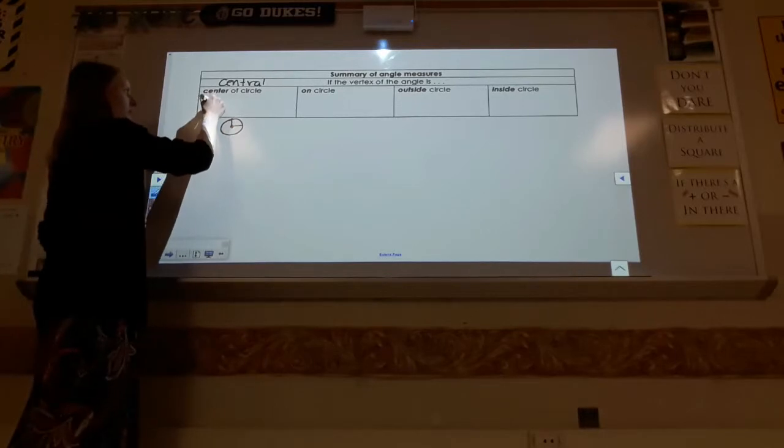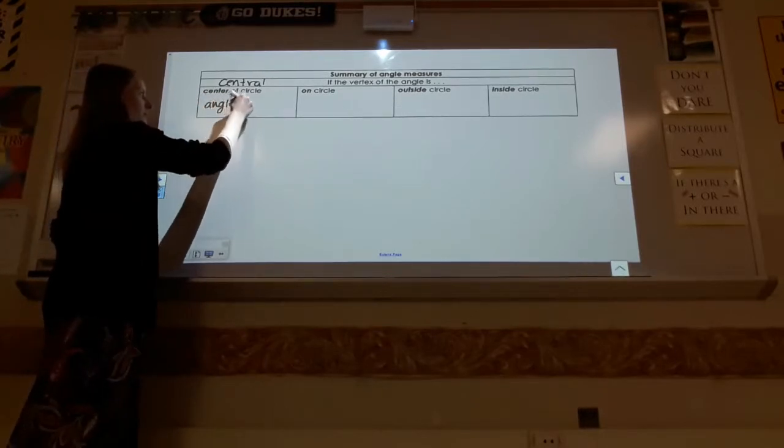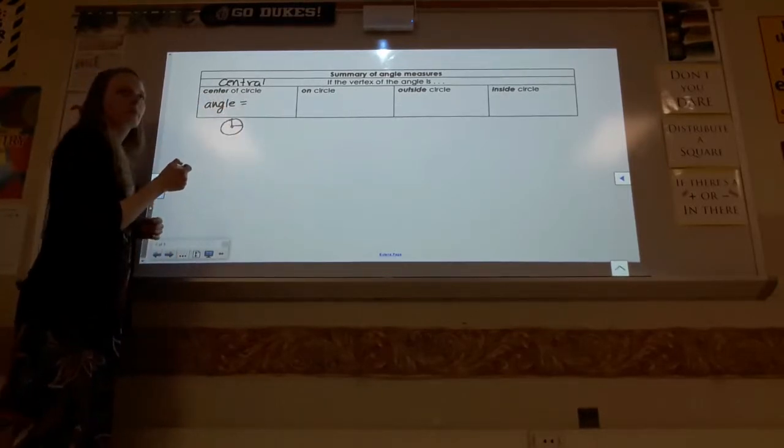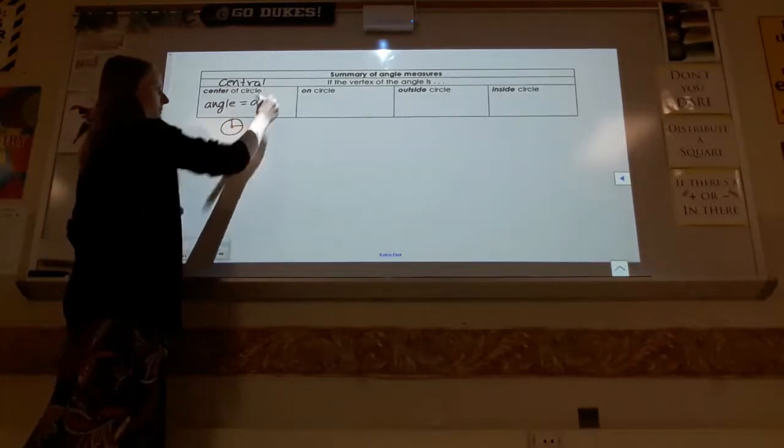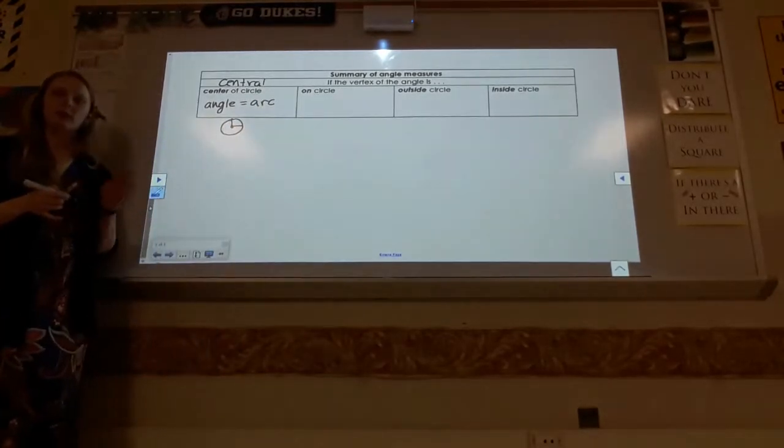The angle equals what? The arc. This is our relationship that we learned from day 1. If it's a central angle, the angle would be equal to the arc.